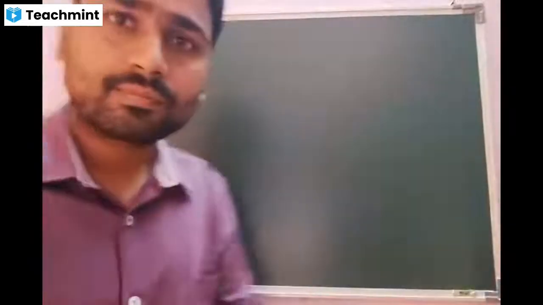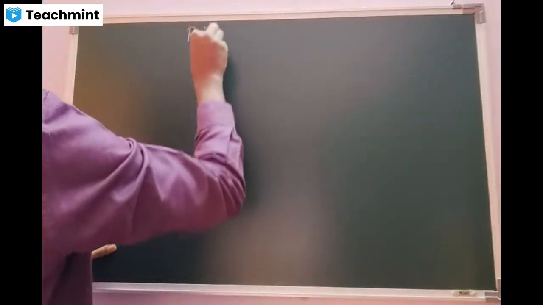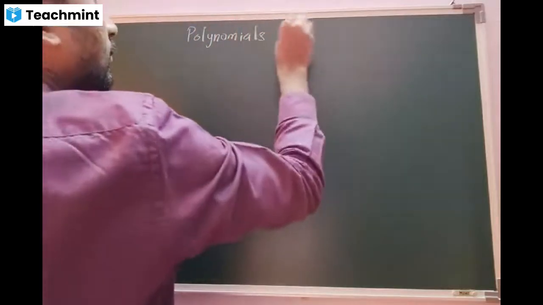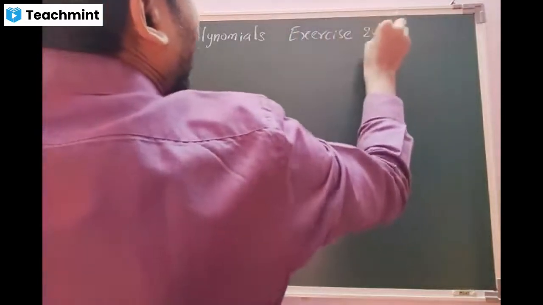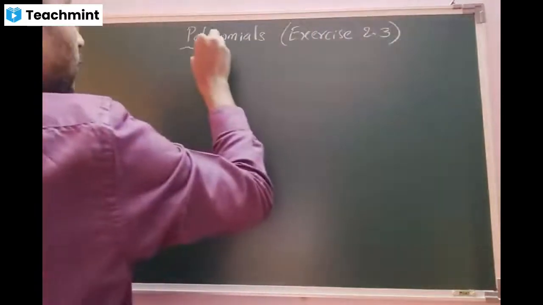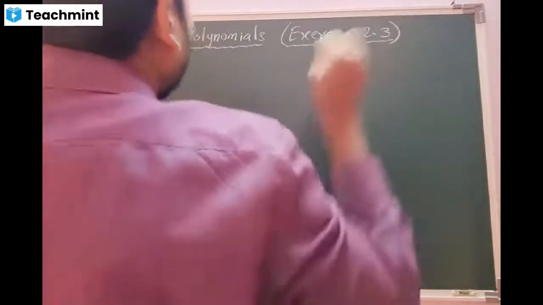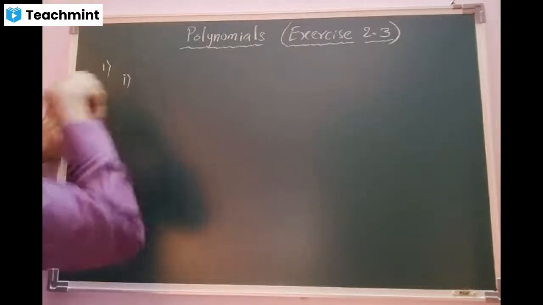Exercise 2.3. Find the remainder when x cube plus 3x square plus 3x plus 1 is divided by x plus 1. Okay, let us see the question. Just 1 minute, I'm writing the heading. Chapter Polynomials, Exercise 2.3, first main, first one.